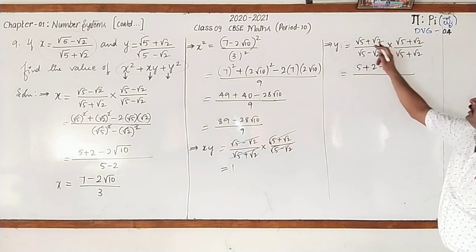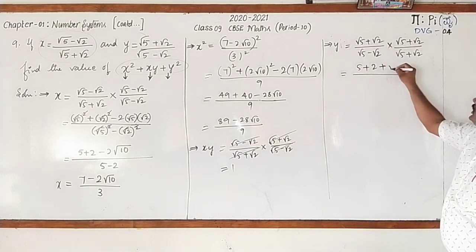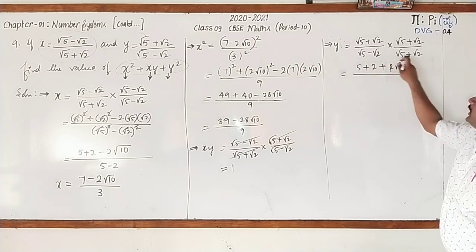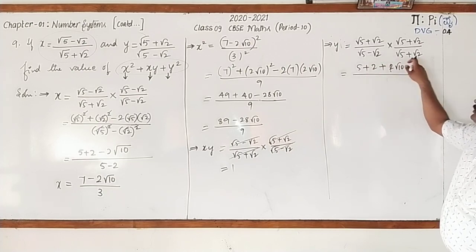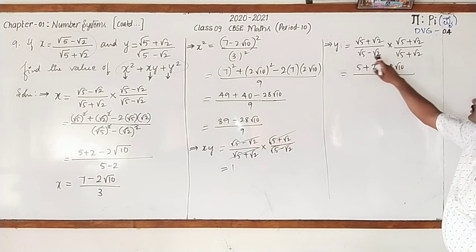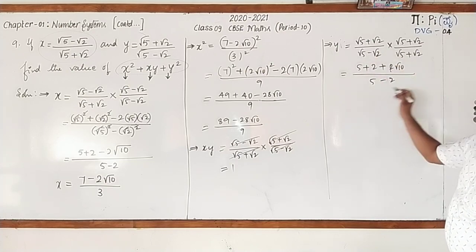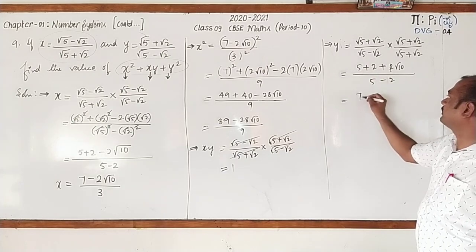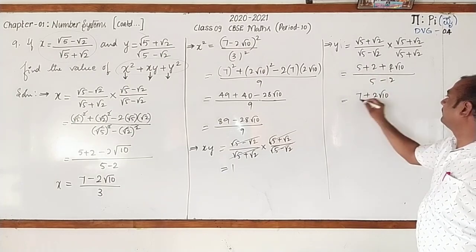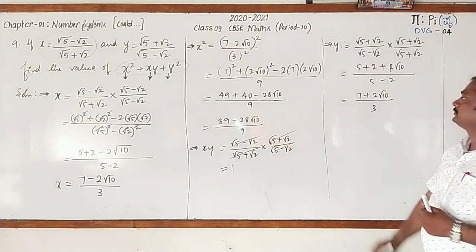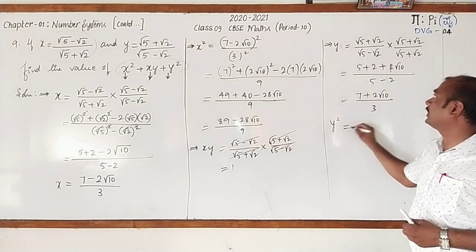Plus 2ab, 2 into root 5 into root 2, it is 2 root 10, divided by, in the denominator, a minus b into a plus b, a square minus b square. Root 5 whole square is 5, root 2 whole square is 2. It is equal to 5 plus 2 is 7 plus 2 root 10 by 3. Again, we want y square.